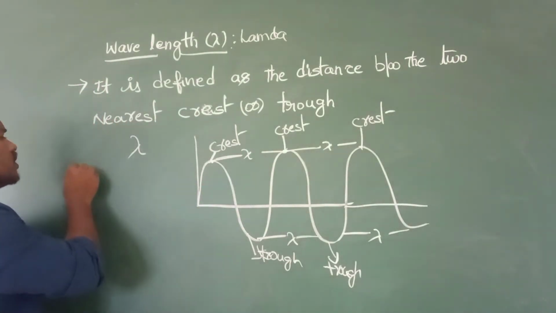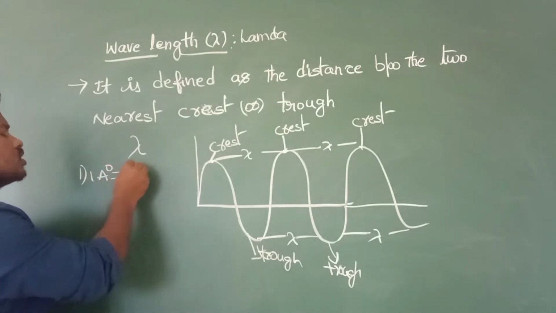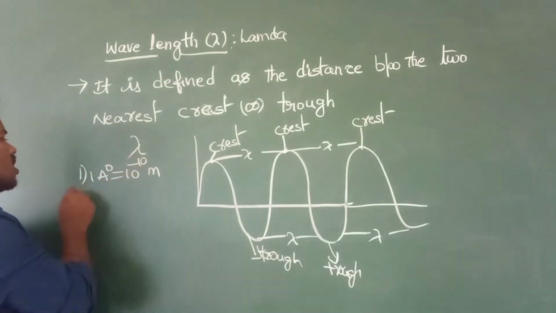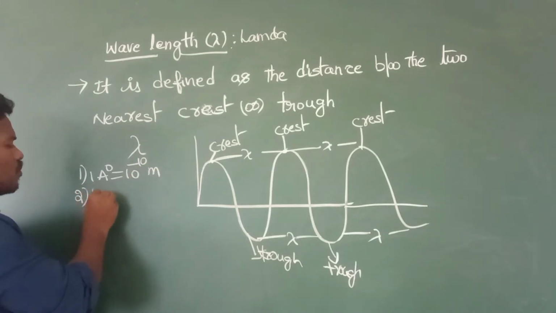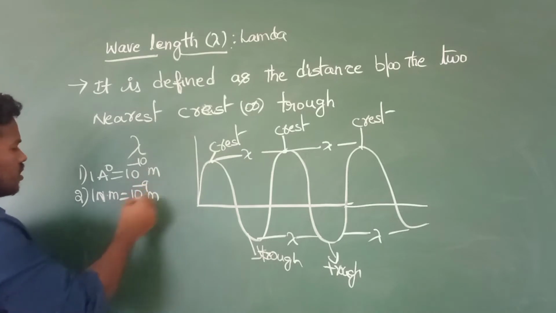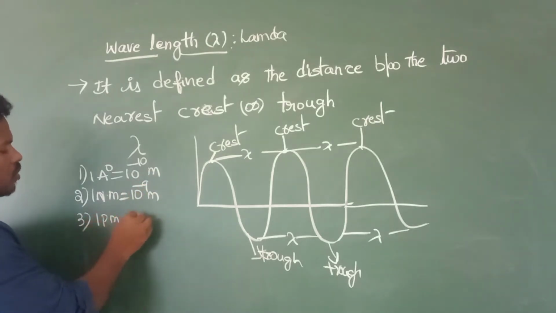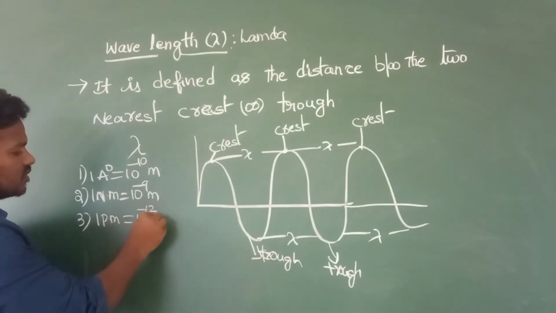You can measure wavelength in angstrom. 1 angstrom is equal to 10 to the power of minus 10 meters. You can also measure in nanometers; 1 nanometer is equal to 10 to the power of minus 9 meter. You can measure in picometers also; 1 picometer is equal to 10 to the power of minus 12 meters.